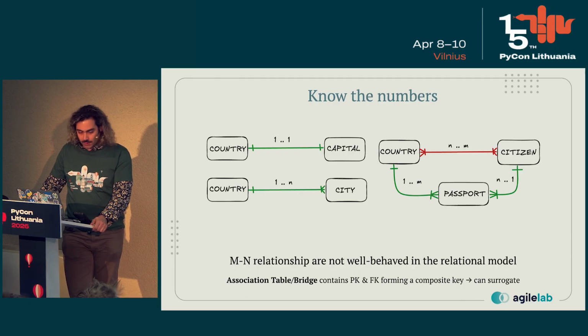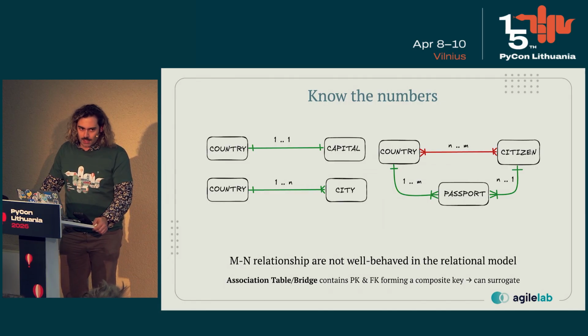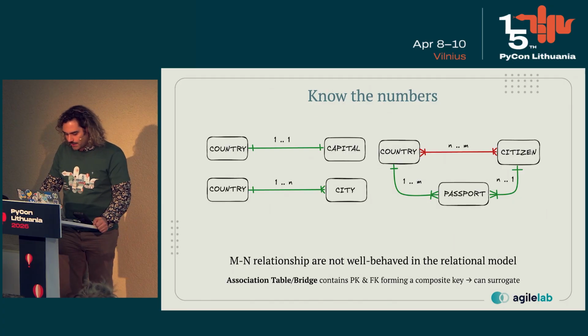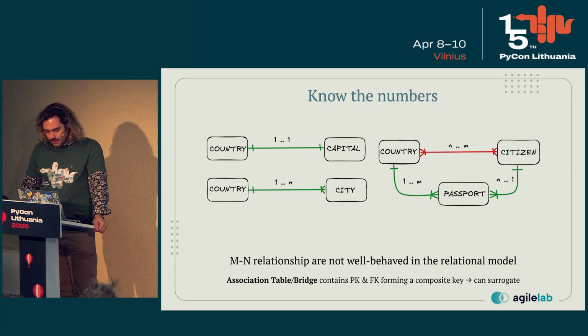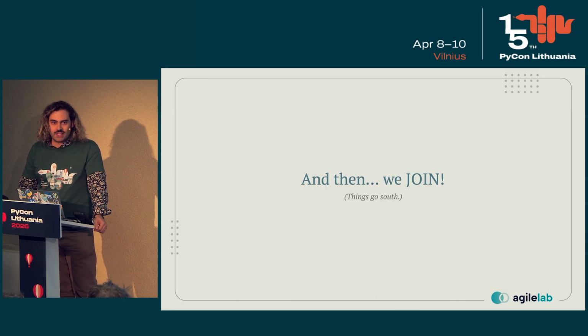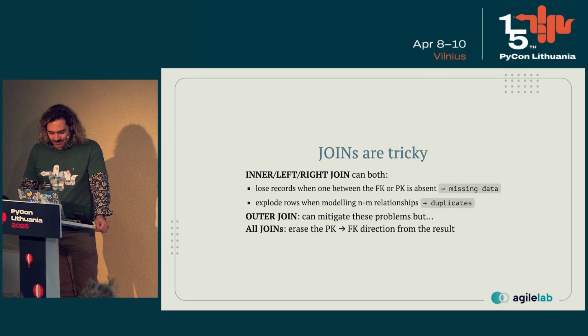This is called a bridge table or association table because it describes these kinds of things. It's formed by stitching together primary and foreign keys of the two tables into a new one. So now we join. Fantastic. And this is where things go south. So the problem is that the join operation is a tricky one.